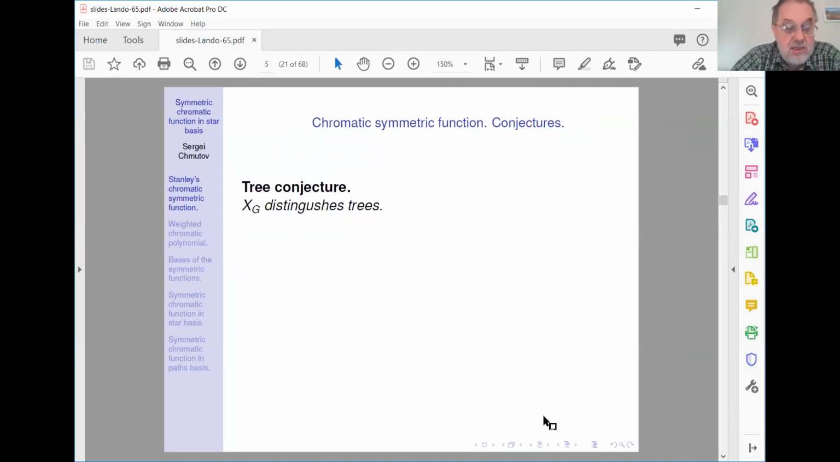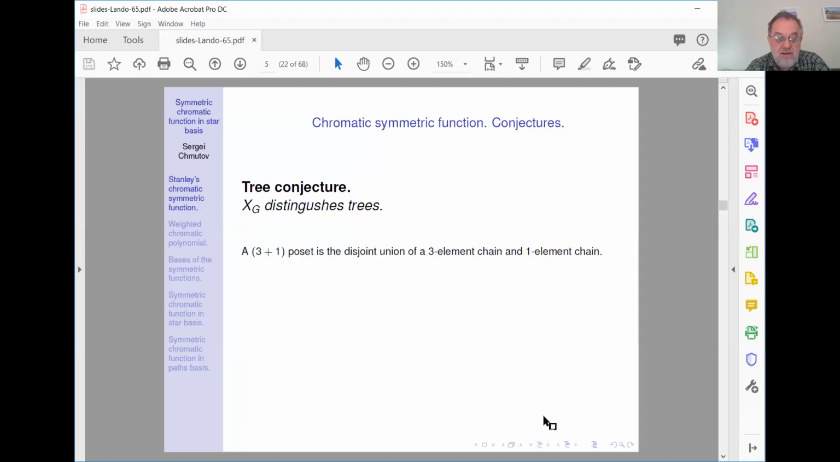Okay, and since Stanley introduced it in 1995, there are a couple of open conjectures. One of them is that this symmetric chromatic polynomial distinguishes trees. So for the usual classical chromatic polynomials, all trees are equal for the same number of vertices. That is the same chromatic polynomial, but the symmetric chromatic polynomial is conjectured to distinguish all trees.